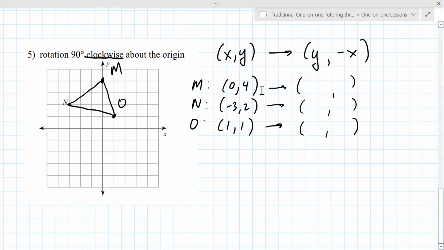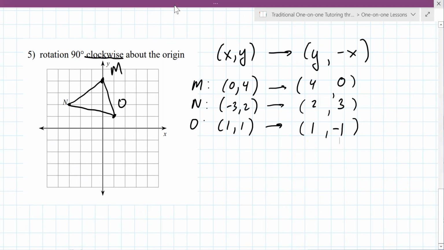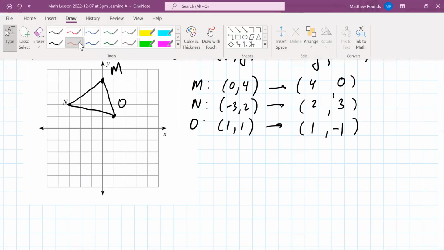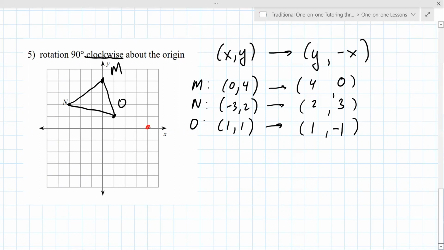So like the Y, you grab the Y, and that goes in the first position. So you grab all 3 Y values, 4, 2, 1. And then the one that goes next to it is you take the X value and negate it. So 0, 3, and -1. And those are your new ordered pairs. And it's even better if you have colored pencils or something to get the new look here.